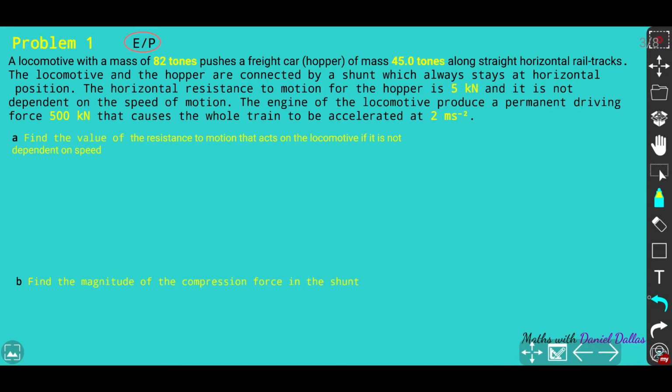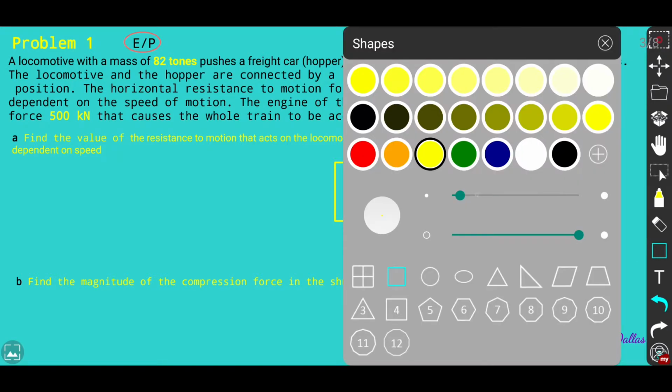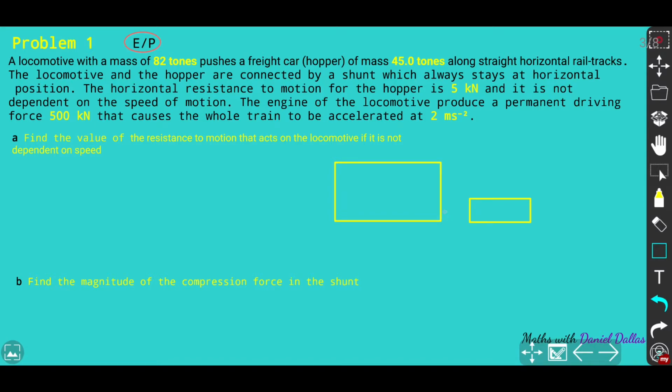So problem 1 definitely can be solved using the idea of connected particles. Let's have a look at the conditions. So what you have here is a locomotive, definitely of greater mass than a freight car, which is in front of it. And they are connected with a kind of shunt. Let's set up that this shunt is basically a connecting thread or rod, as you can see here, which always stays in a horizontal position, which means it's parallel to the railway track, where you can put the railway track over here like this.